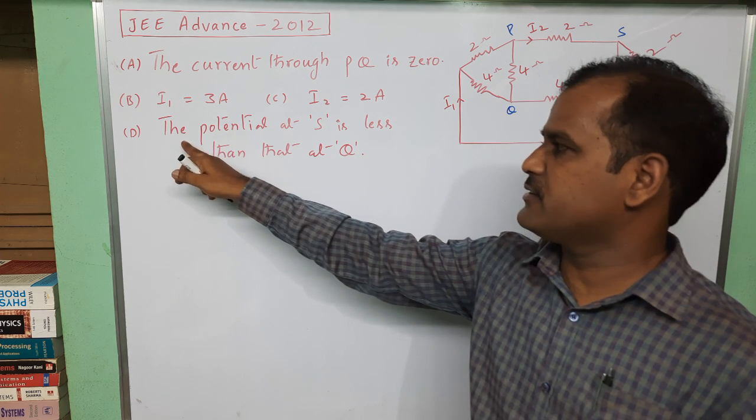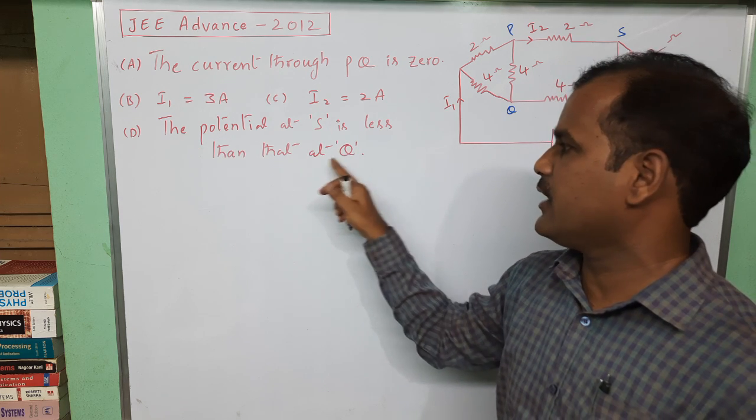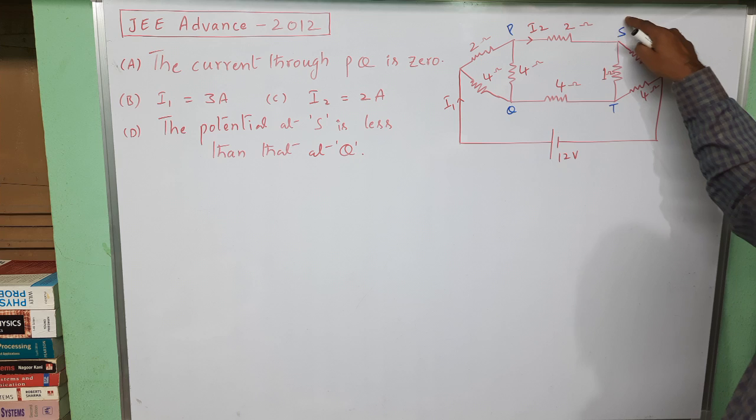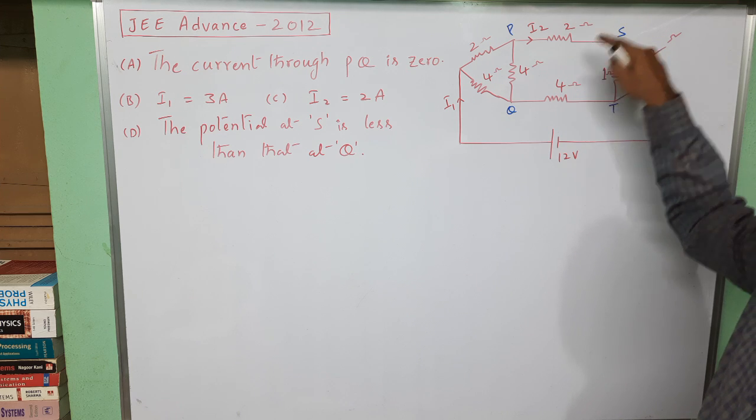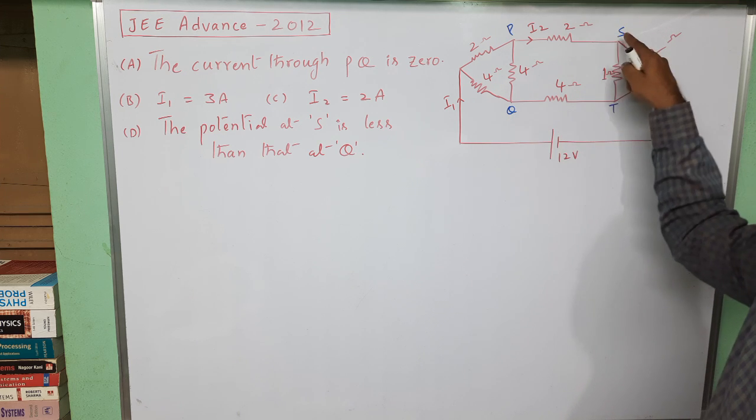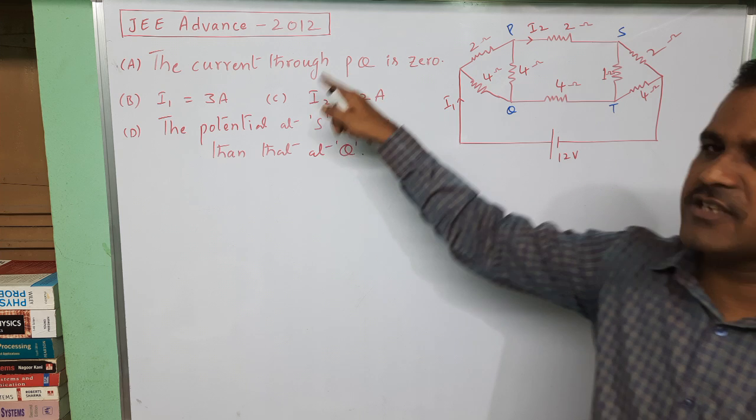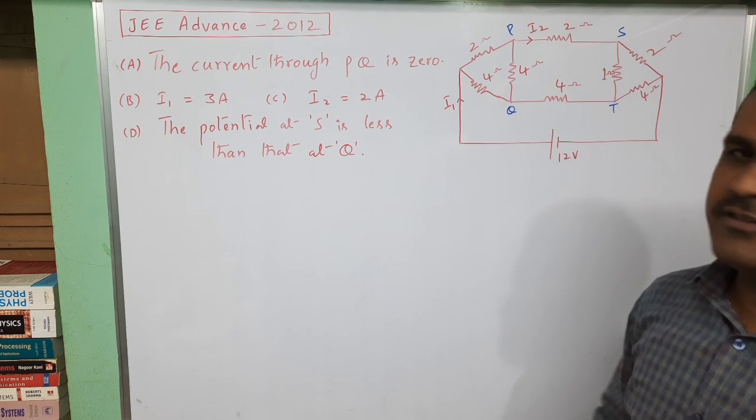Next, last statement is the potential at S is less than that at Q. That means what is the potential relation between this point and this point? So this should be lesser than this. These are the statements given about this question. Let us see one by one.